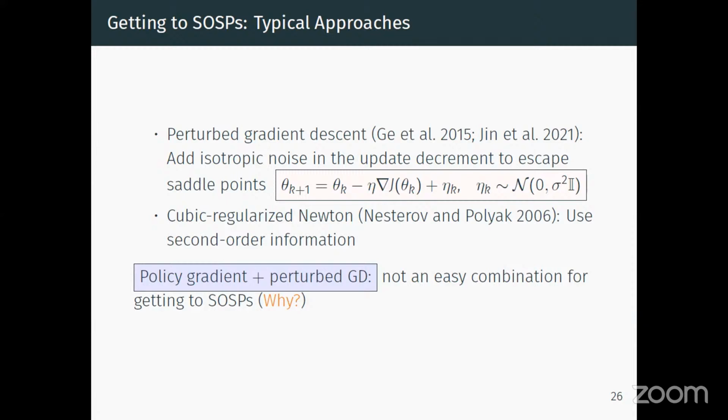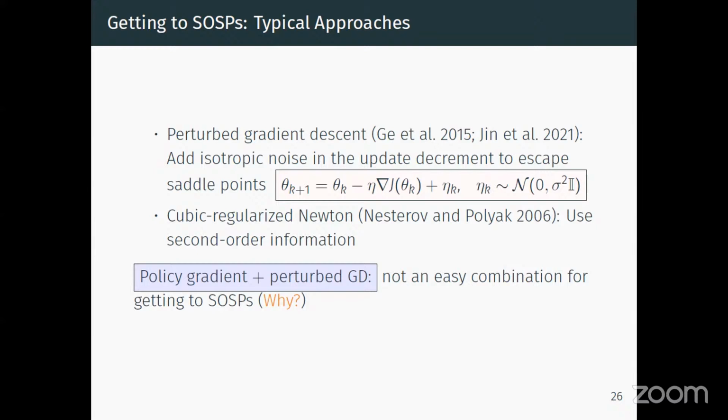The noise has to be rich in all directions, or omnidirectional. It can't be zero in some directions and non-zero in others. So one possible candidate is this kind of algorithm. What you're doing here is taking regular gradient descent and adding noise, what we call perturbed gradient descent. And that will converge to a second order stationary point. The other option is cubic regularization.